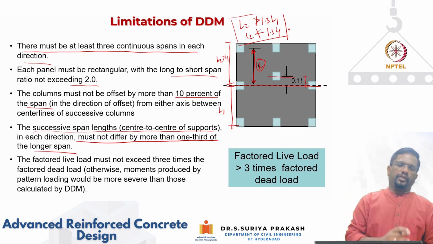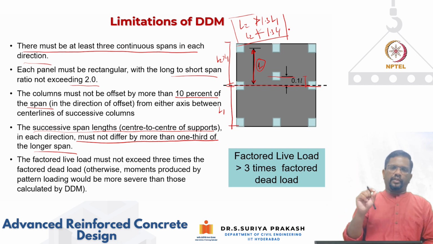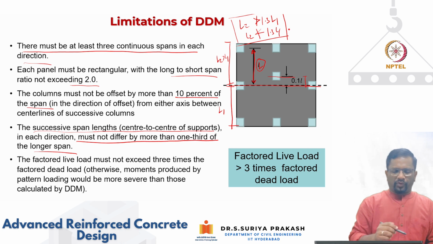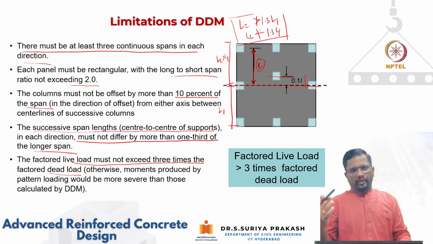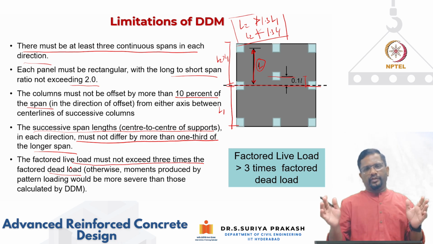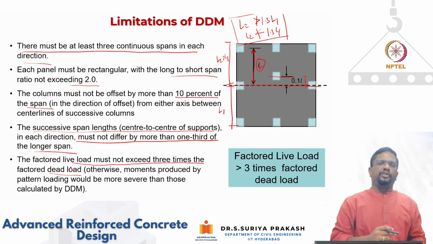So that is another condition, because only within that range are the suggested coefficients actually valid. Next point is the factored live load must not exceed 3 times the factored dead load. If your live load is going to be very large compared to the dead load, once your dimensions are fixed, the dead loads are fixed, even superimposed dead loads to an extent, then they're not going to change much.